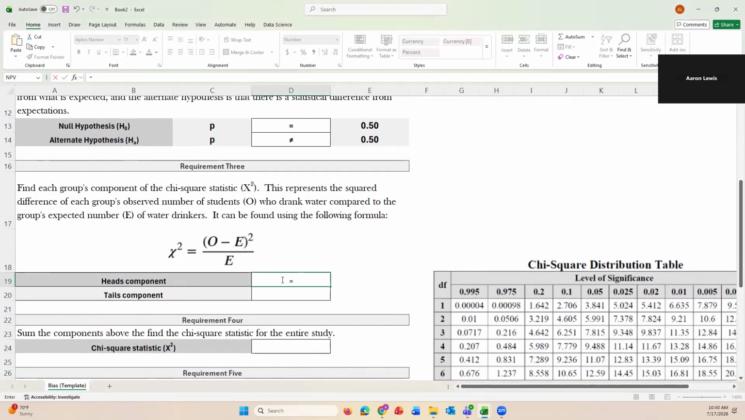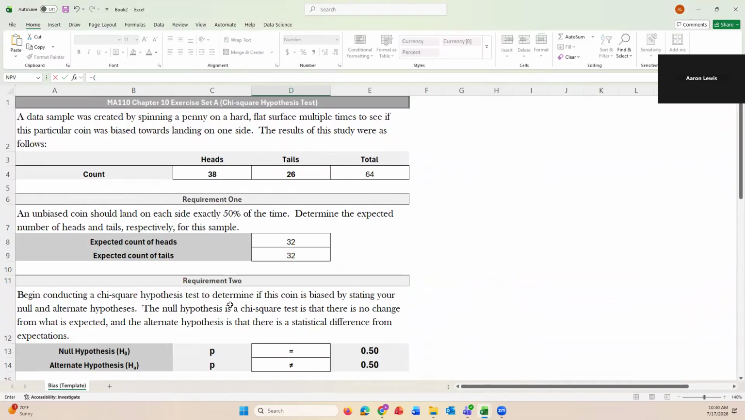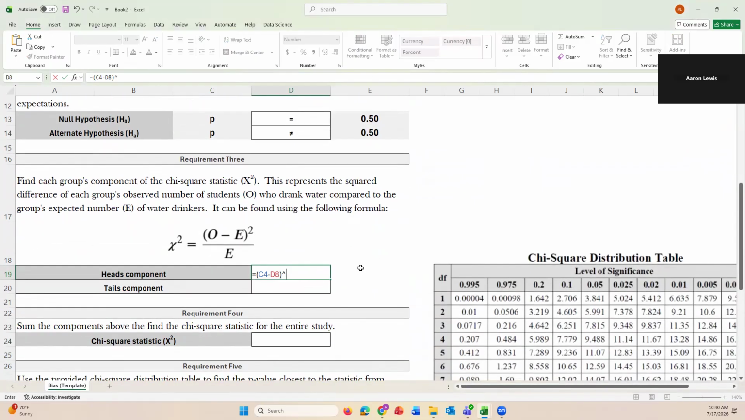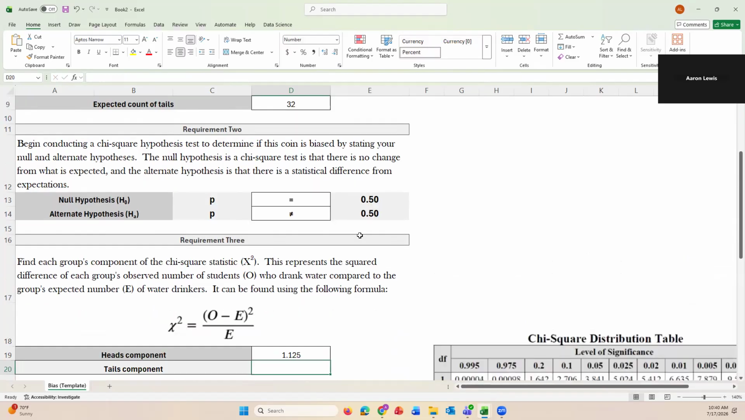This is equal to, in parentheses, the observed amount of times that this spun coin landed on heads, which we have here as 38, minus the times that we would expect it to land on heads, which we determined to be 32. We're going to square that difference, and then we're going to divide by our expected amount, which is once again 32. We come up with 1.125. And the squared difference between our observed and our expected amount is 1.125 times our expected amount.